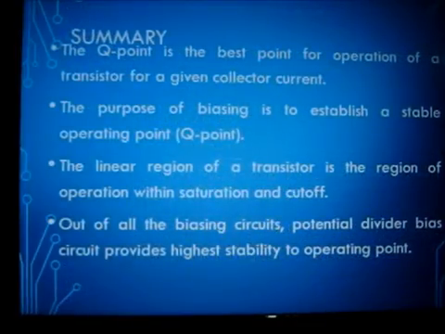Now to sum up our video, I want to add some points. The Q point is the best point for operation of a transistor for a given collector current. The purpose of biasing is to establish a stability factor or a Q point. The linear region of a transistor is the region of operation between saturation and cutoff, that is the active region. And out of all the biasing circuits, the potential divider circuit or the voltage divider circuit provides the highest stability to the operating point.